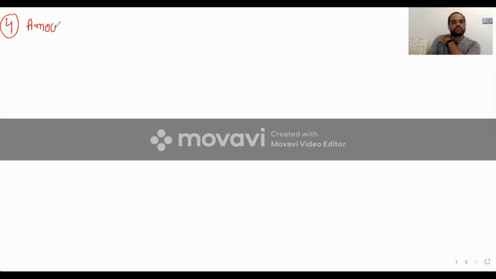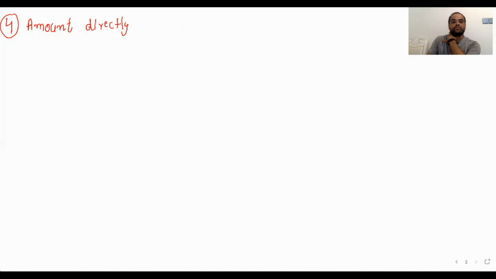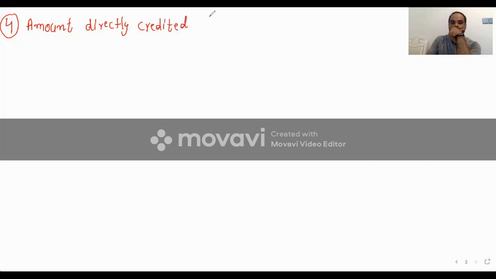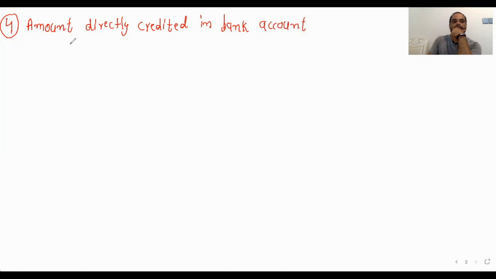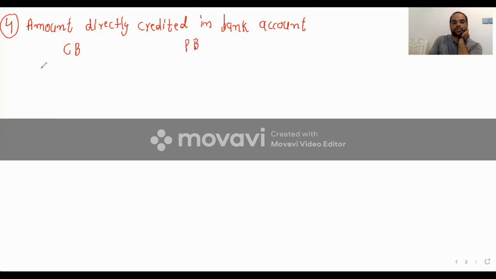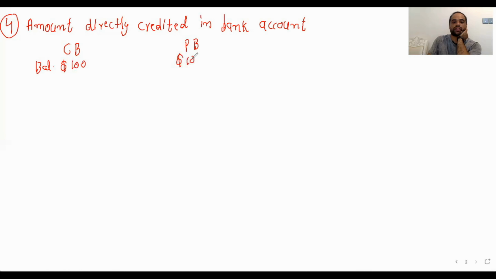Amount directly credited in bank accounts. Okay. So we have a cash book and a passbook. So let's say our cash book balance is $100. That's what we have here in the beginning of the period. So now amount directly credited in bank account. So let's say $30.